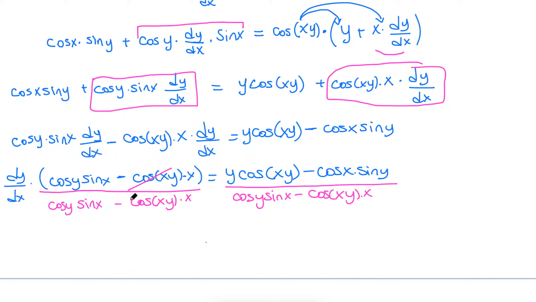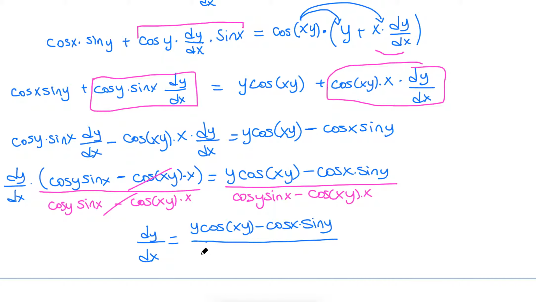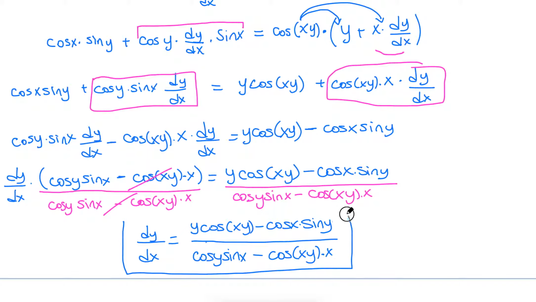And after canceling on the left side, we will have our answer. dy over dx equals this fraction here. All right, we're done.